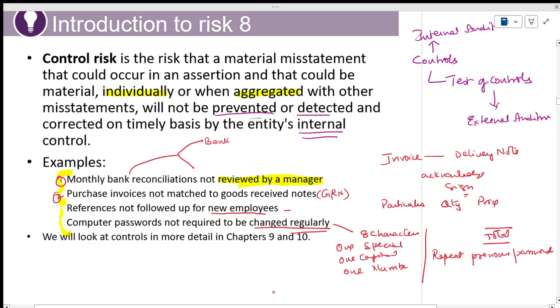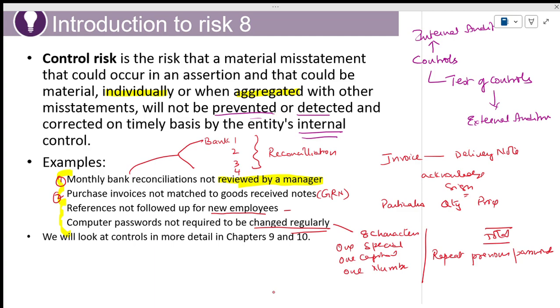A firm will have only one bank account, or multiple bank accounts? Multiple. For every bank account, you have to do reconciliation. You have bank 1, bank 2, bank 3, bank 4. If there are some errors in bank 1, individually bank 1, bank 2, totally you will aggregate. The errors will be more. Is it okay? Yeah.